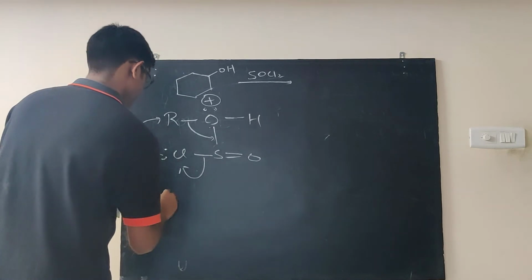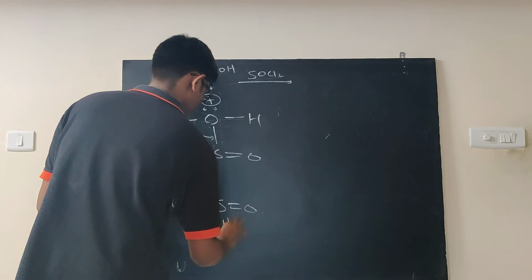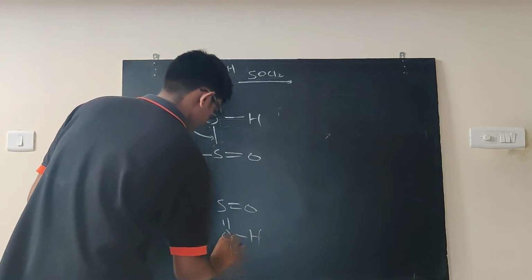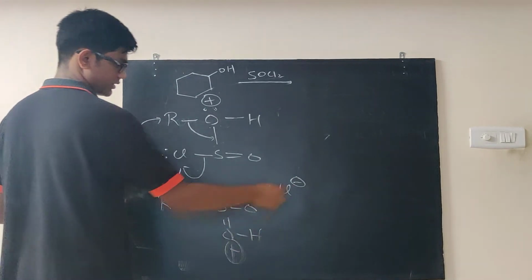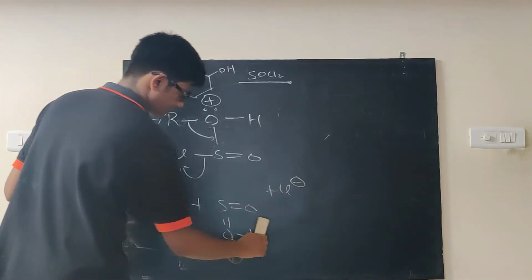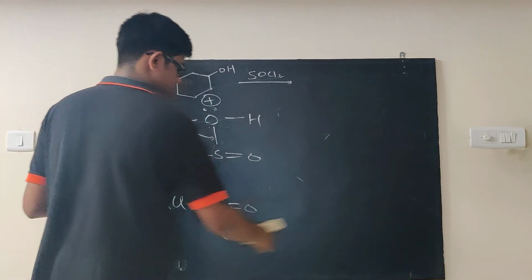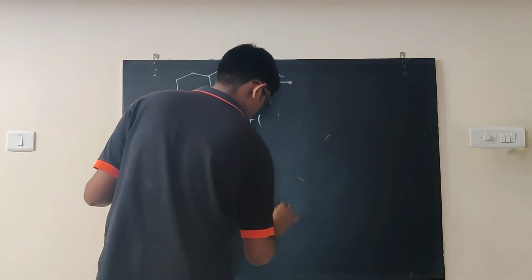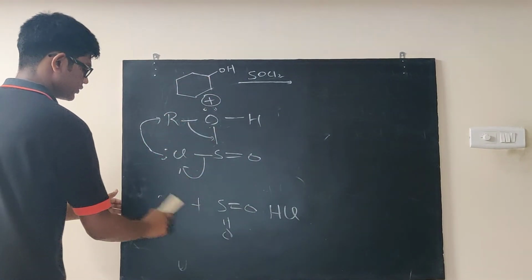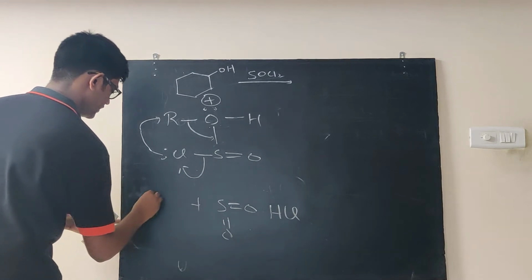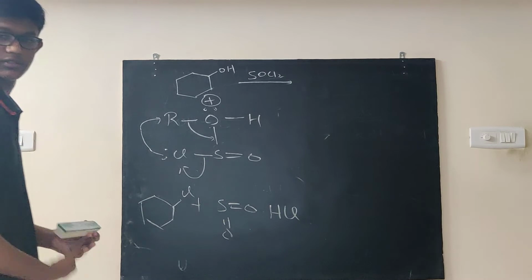So what do you get? You get RCl plus Cl minus. Then I can do minus H plus because there's a Cl minus in solution, and this H plus and Cl minus will give me HCl. So instead of R, we have this cyclohexane group. So our answer will be cyclohexyl chloride. So this is the answer to the first question.